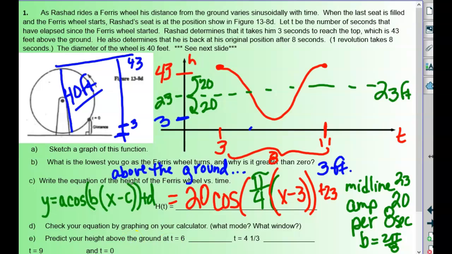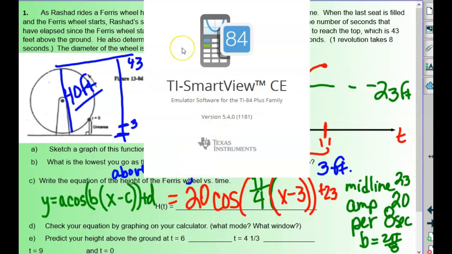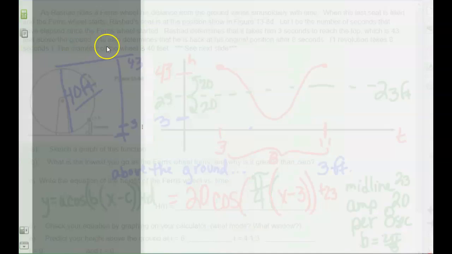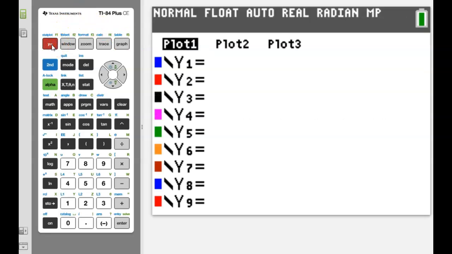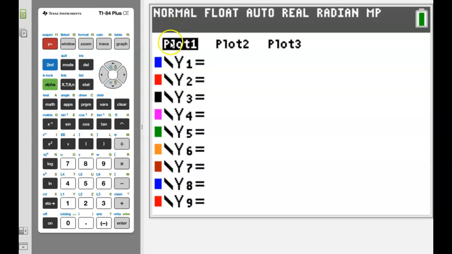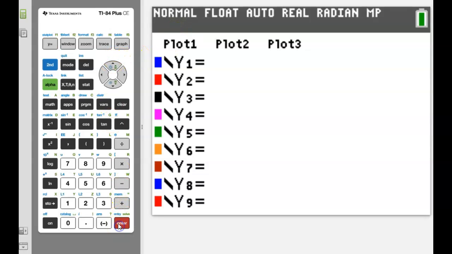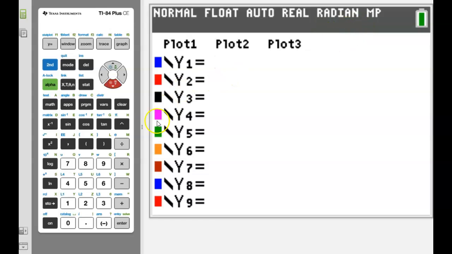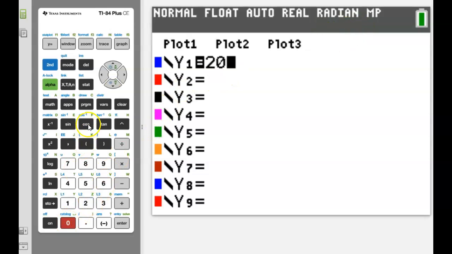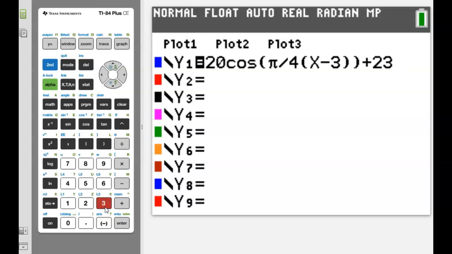Now, we're going to put our calculator in what mode? We need to be in radians. Make sure none of these stat plots are turned on up here at the top. It should say radians at the top of your screen. And then we had 20 cosine pi over 4, parenthesis, x to the right 3 was minus 3, close both parentheses. And then plus 23. How did I do? Is that what we said it should be?